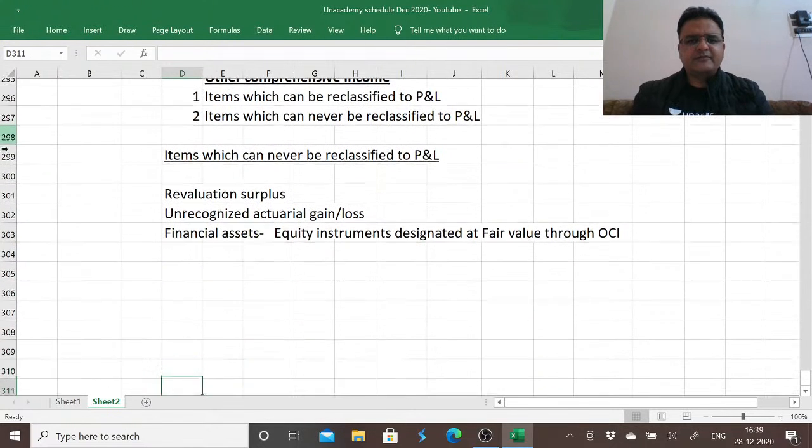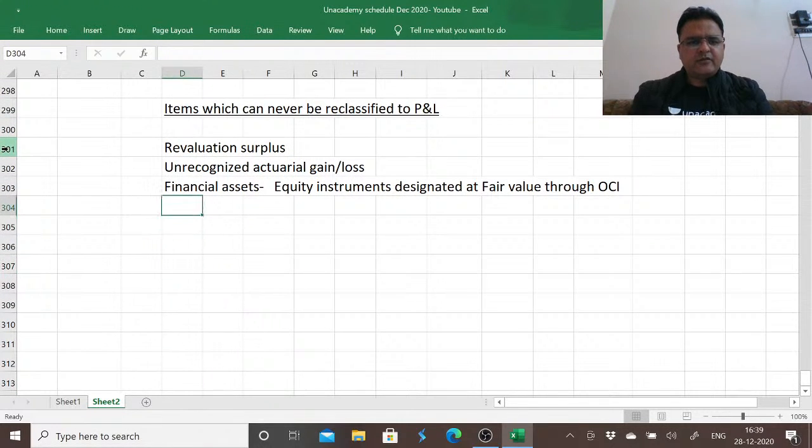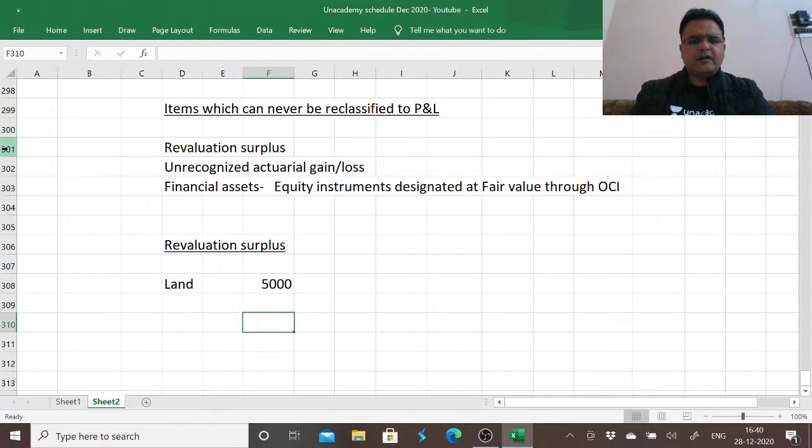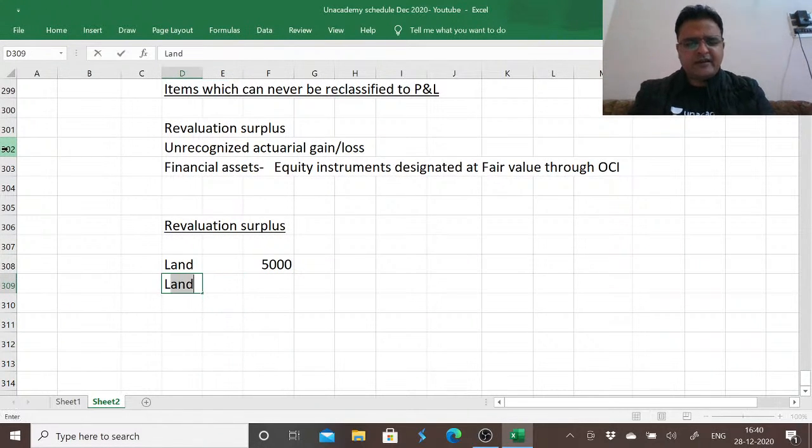What is the reason behind it? Why are they never reclassified? So if I talk about revaluation surplus, suppose there is a land which was purchased for 5,000, and after a certain period, suppose after a gap of 30 years, the entity decided, or we can say that while we were moving to Ind AS, we decided that we will be revaluing this land at 1 crore.